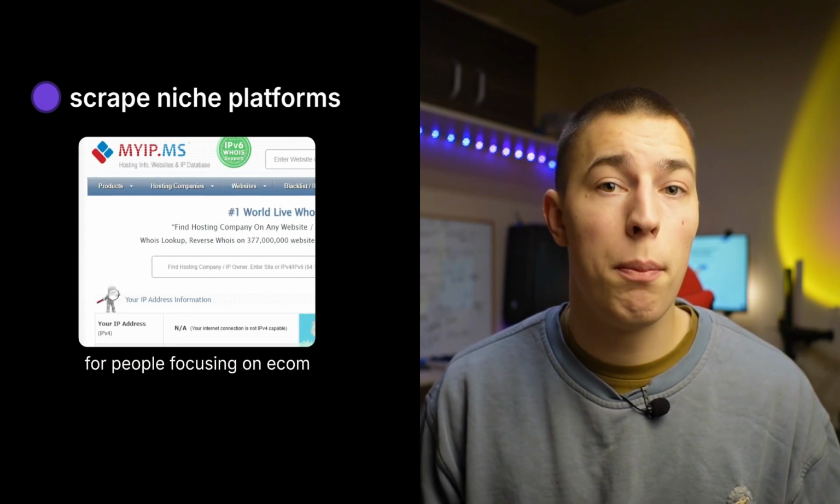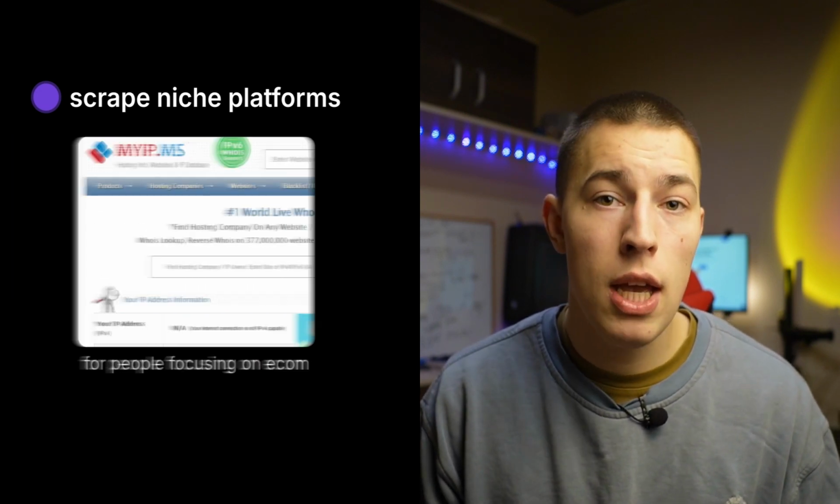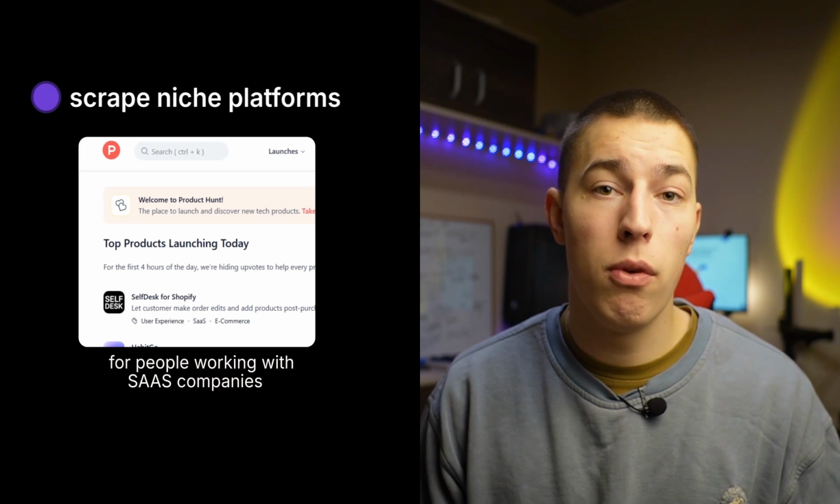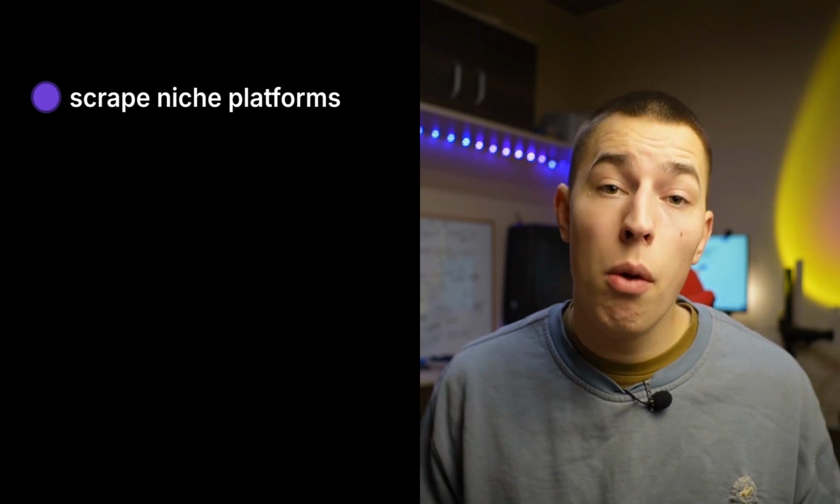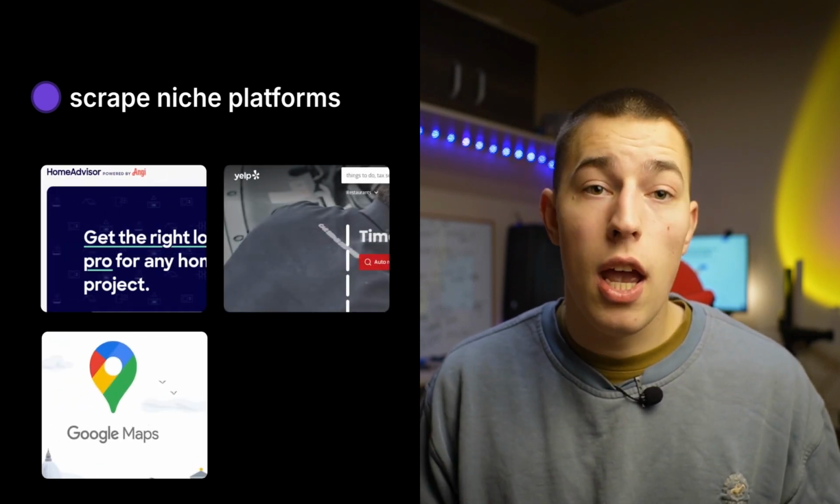Apart from social media, you could also scrape niche platforms. This will again be determined by your ICP, but niche platforms consist of platforms like myip.ms for people focusing on e-com or other ICP, platforms like Product Hunt for people working with SaaS companies, maybe even Home Advisor, Yelp, or Google Maps if your ICP is there. Essentially, you can scrape any website that has a list. All you need to do is adjust the filters to only see your ideal customers and then start scraping.